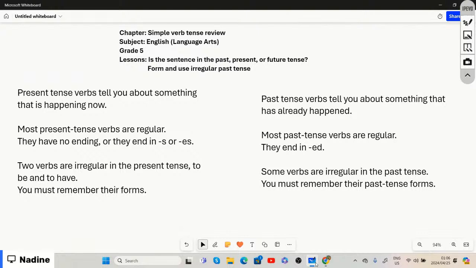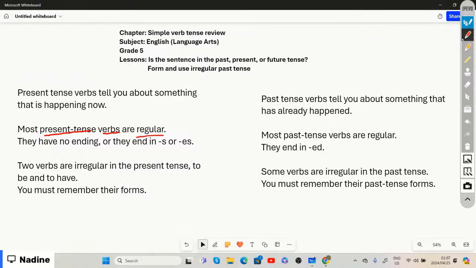And most of our present tense verbs are regular. And when the present tense verbs are regular, it usually means that they follow a specific rule. The rule can either mean that they have no ending, or they end in S or they end in ES.